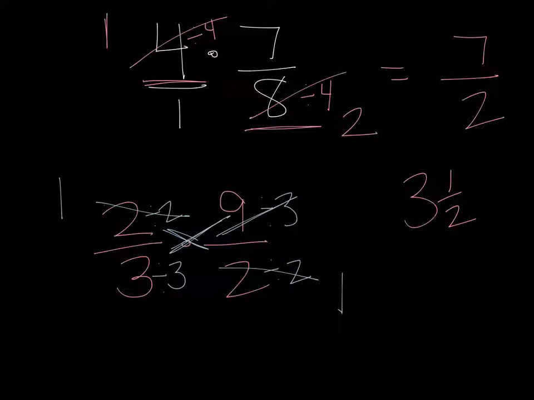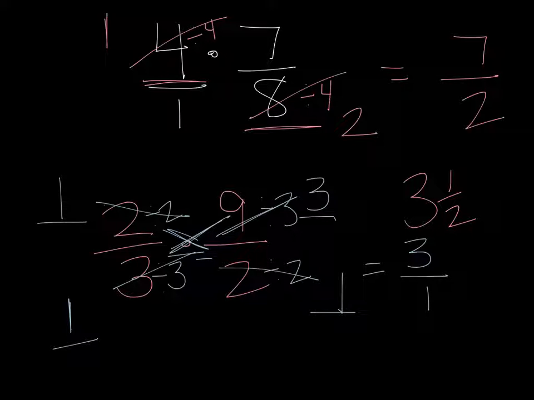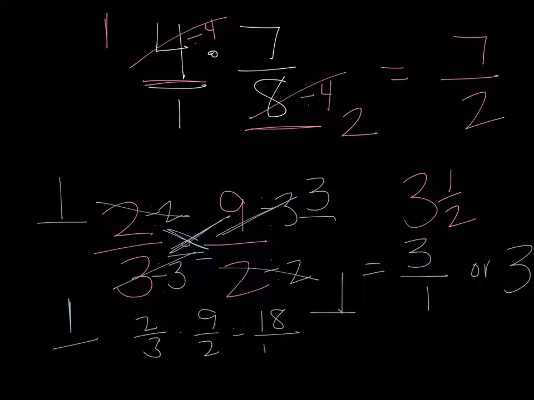So then this would cross off, make a 3. This would cross off, make a 1. So then my answer would be 1 times 3, or 3, and 1 times 1, or 1. So my answer would be 3. Whereas if we did it the other way, you guys, if I tried to do 2/3 times 9/2, I would do 2 times 9 and get 18, 3 times 2 and get 6, then I'd have to divide by 6, divide by 6, and I would get 3.